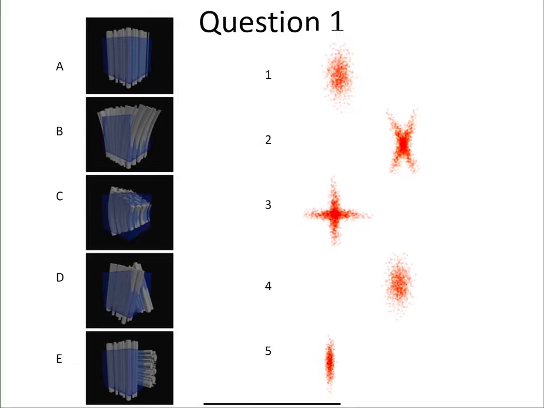Okay, so let's take a look at A. Which distribution do people think goes with A? 5, yeah, okay. So 5 has the strongest principal direction, and that's similar to what we've been seeing before. Okay. What about B?